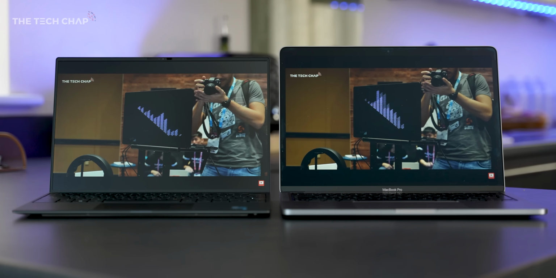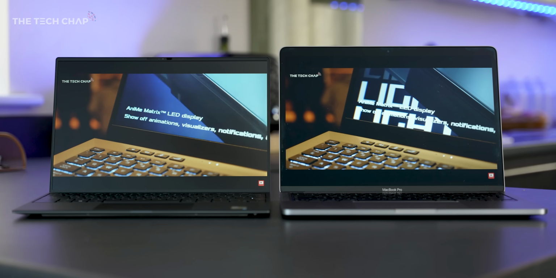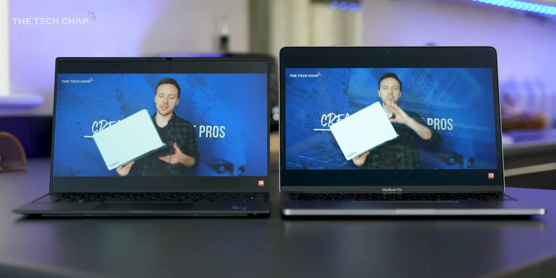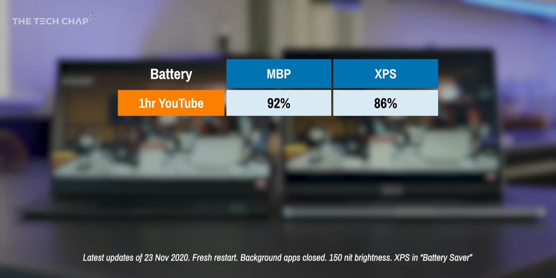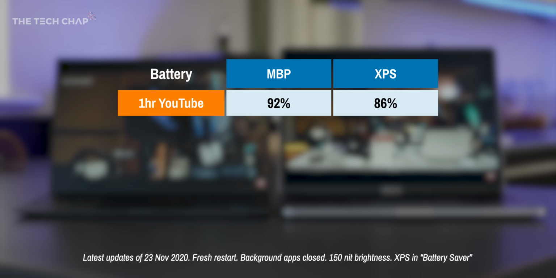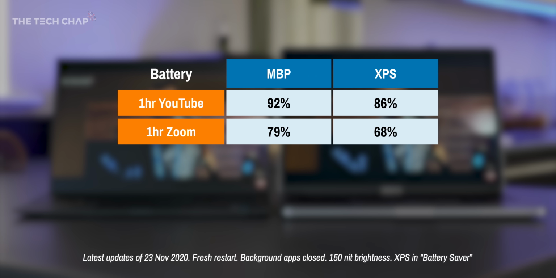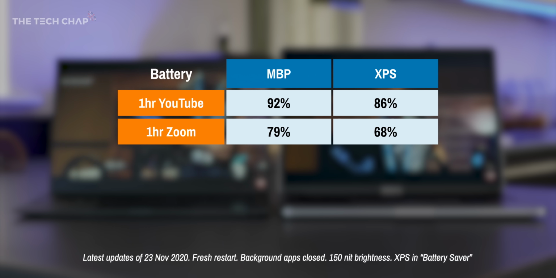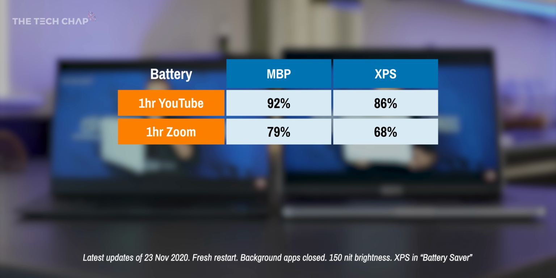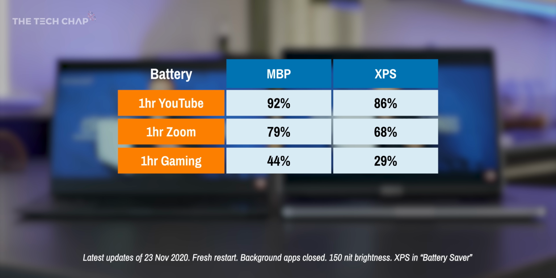And starting with YouTube in their respective most optimized browsers, so Safari on the Mac and Edge on the XPS, after 1 hour, the XPS is down to 86% battery versus 92% on the MacBook. Then after another full hour of a Zoom call, we're down to 68% on the XPS, but then switching to gaming, and I fired up a bit of Shadow of the Tomb Raider, and we're looking at 29 and 44% on the XPS and Mac respectively.